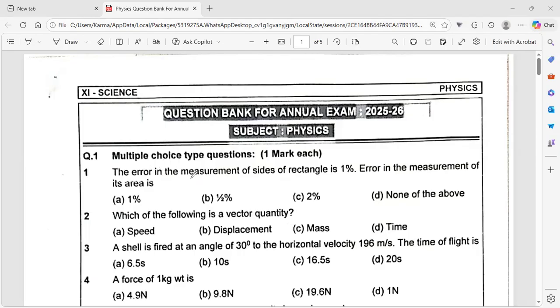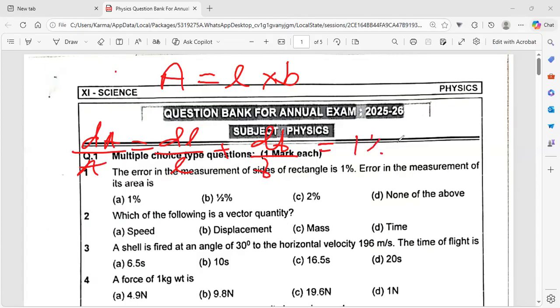The error in the measurement of the sides of the rectangle is 1%. What is the error in measuring the area? Area is length into breadth. When quantities are multiplied, the relative errors are always added. So dA by A is equal to dL by L plus dB by B. Of course, multiplying by 100 gives percentages, so it's 1% plus 1%, which is 2%. That will be the answer. Let's go for the next.